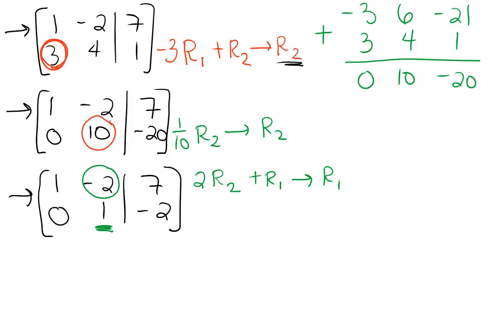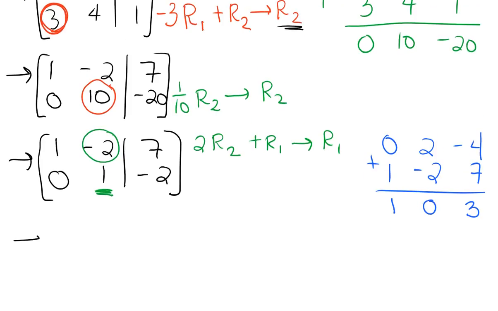So let's see, we'll do our scratch work on the side. 2 times row 2, that would be 0, 2, and -4. And we're going to add that to row 1, which is 1, -2, and 7. So we'll have a 1, a 0, and a +3. Okay, so let's see. Our matrix, row 1 is 1, 0, and then 3, and row 2 is unchanged from before, so we have 0, 1, and -2.